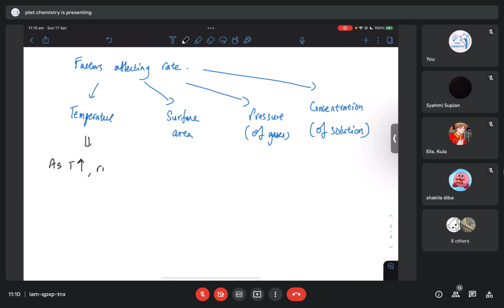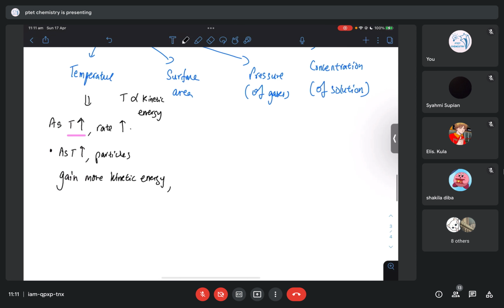As temperature increases, rate increases. The question is, how do you explain it? Temperature is a measure of kinetic energy. If you do physics, you know that temperature is directly proportional to kinetic energy. This is also true from your states of matter heating curve. When you increase temperature, particles gain more kinetic energy. So we say that as temperature increases, your reacting particles gain more kinetic energy. As they gain more kinetic energy, they will move faster. Because kinetic energy is to do with movement, they move at a higher velocity, at a higher speed.